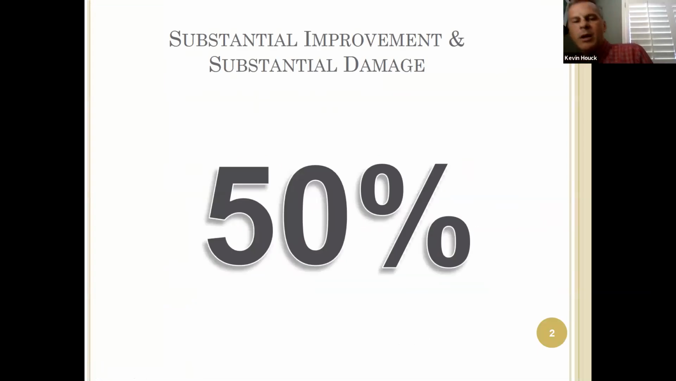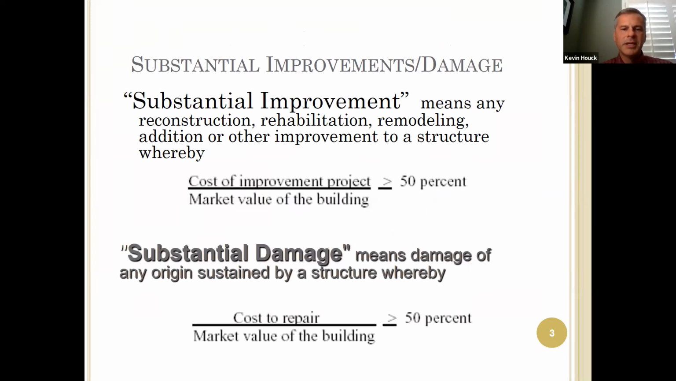We put up on the screen the number 50%. Why do we make such a big deal out of that? Because that's the number that, of course, triggers these two processes. Keep that in mind as we move forward. Substantial improvement talks about reconstruction, rehabilitation, remodeling, addition, or any other improvement to a structure whereby the cost of the improvement project over the market value of the building is greater than or equal to 50%. Substantial damage is basically the same process, except that rather than an improvement or some way of modifying the building, we're talking about repairing it from some kind of damage.